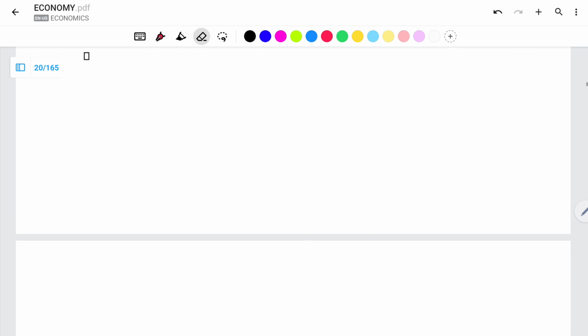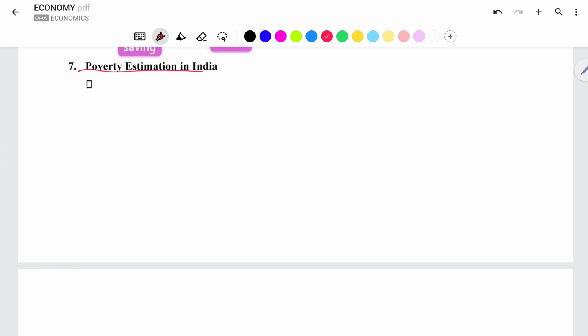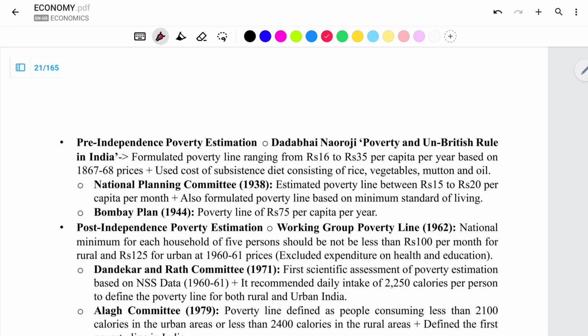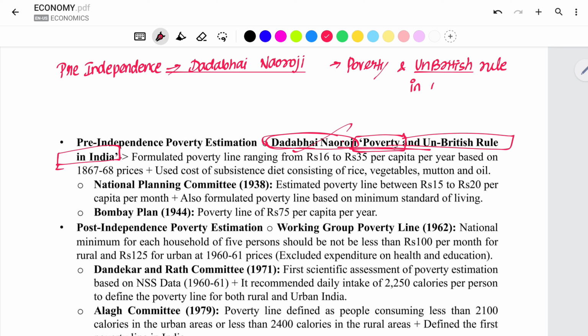Now, when we look into poverty estimation in India, pre-independence, what happened in the pre-independence? The poverty estimation is by Dadabhai Naoroji, who wrote Poverty and Un-British Rule in India. First thing about poverty estimation is we need to tell that it is pre-independence. Dadabhai Naoroji is telling about poverty. The word poverty is being mentioned. Poverty and Un-British Rule in India.